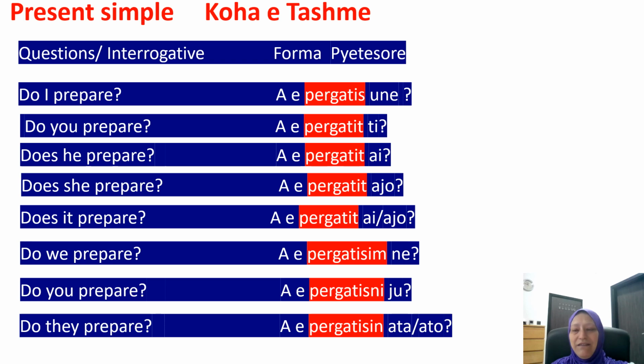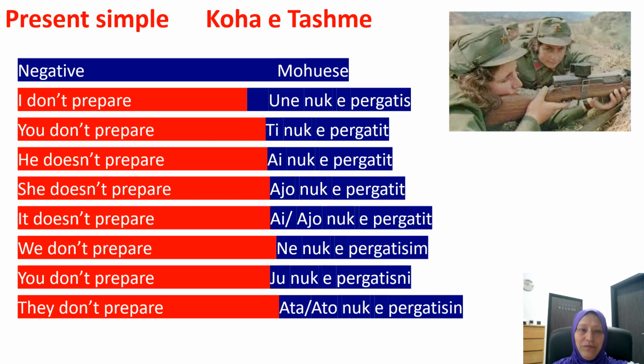As we said, it can be used for abstract notions. It's not just for animals or for plants, basically. It could be used for abstract notions as well. Do we prepare? I përgatisim ne. Do you prepare? I përgatisni ju. Do they prepare? I përgatisin ata.